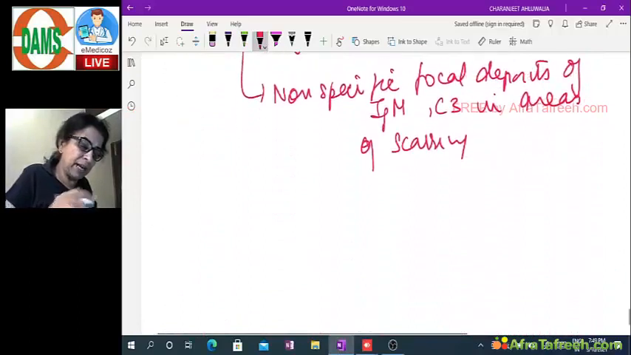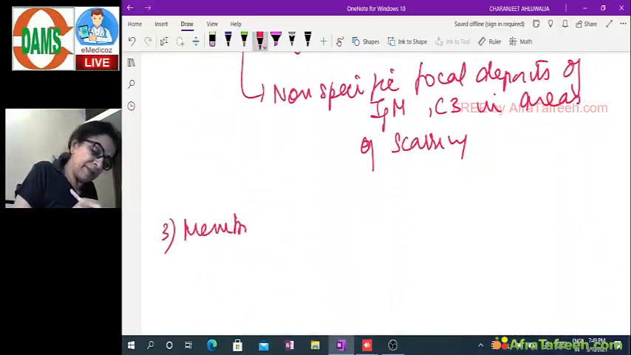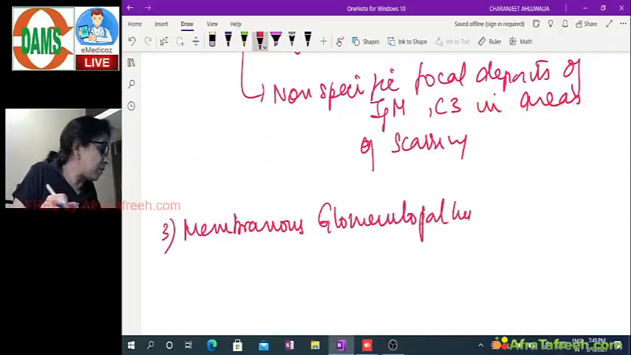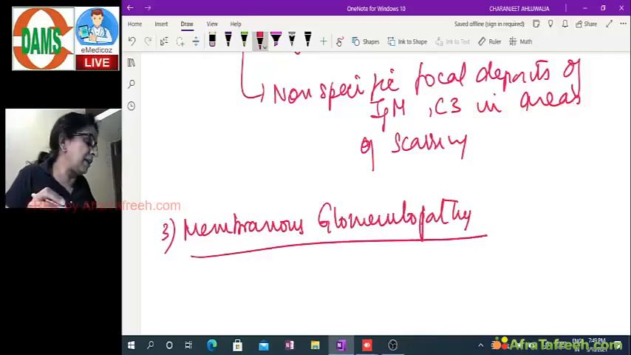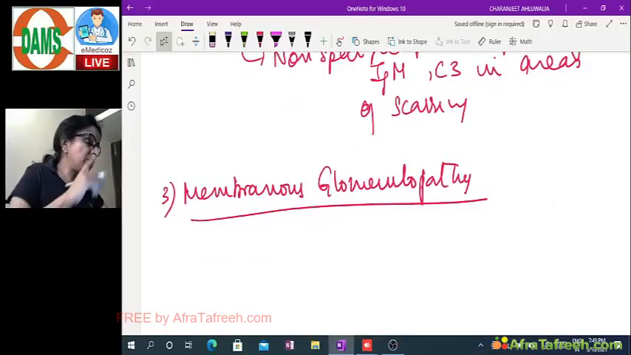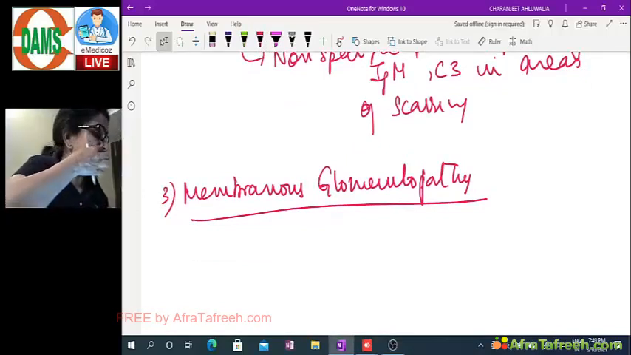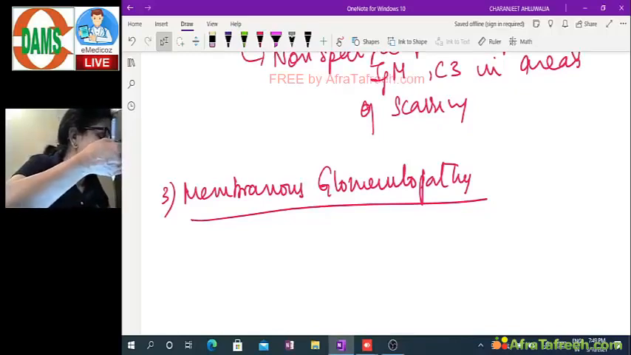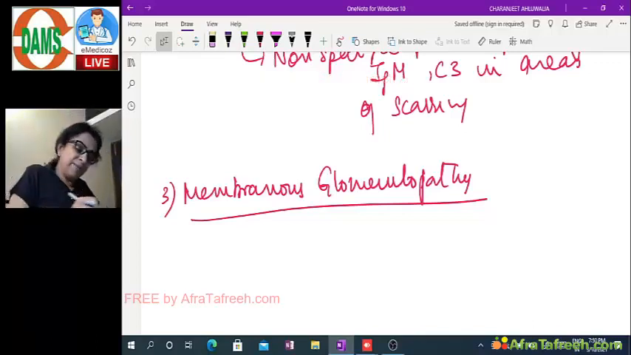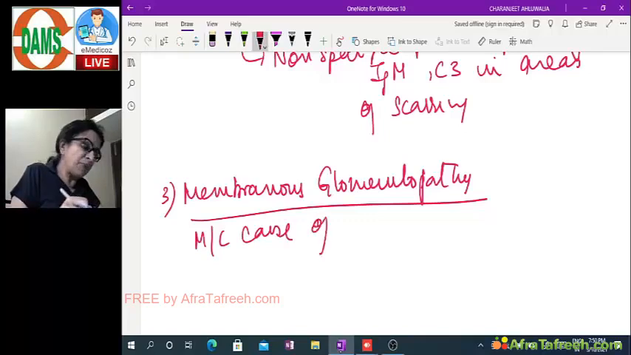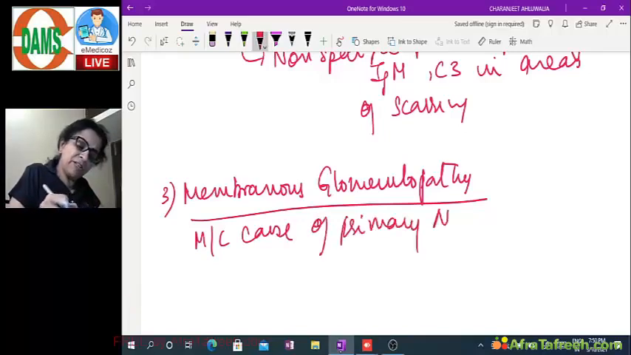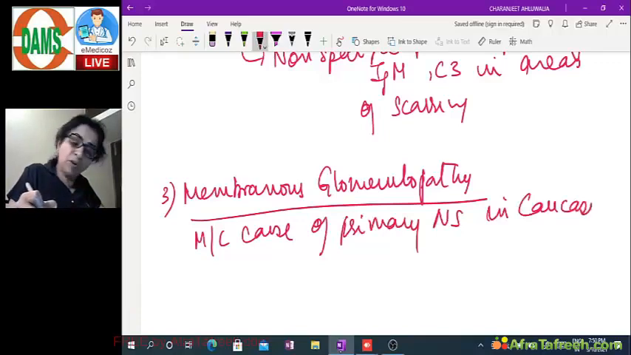Coming to the third entity in this category. Third is membranous glomerulopathy. Membranous glomerulopathy, or we also say membranous glomerulonephritis. Okay, most common cause of nephrotic syndrome in African Americans and Hispanics is focal segmental glomerulosclerosis. Most common cause of primary nephrotic syndrome in Caucasians is membranous glomerulopathy, and most common cause of nephrotic syndrome in children is minimal change disease. So this is the most common cause of primary nephrotic syndrome in Caucasian adults.